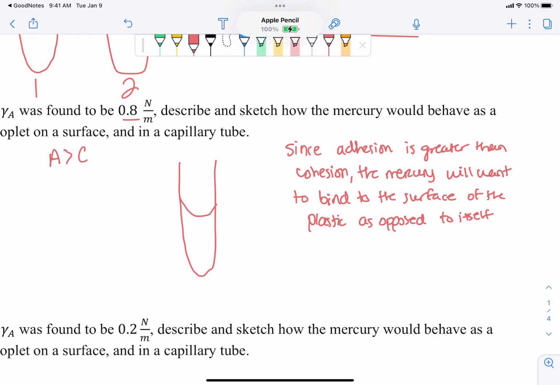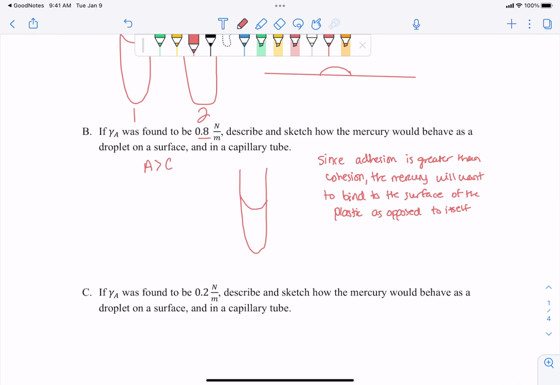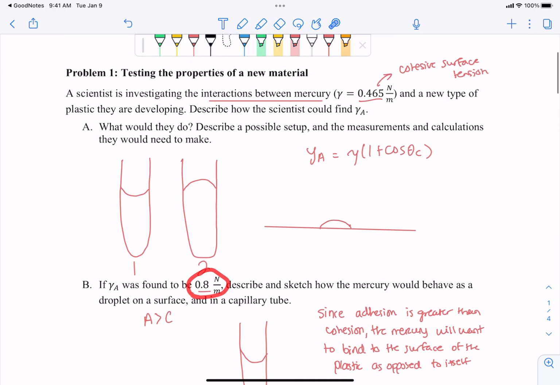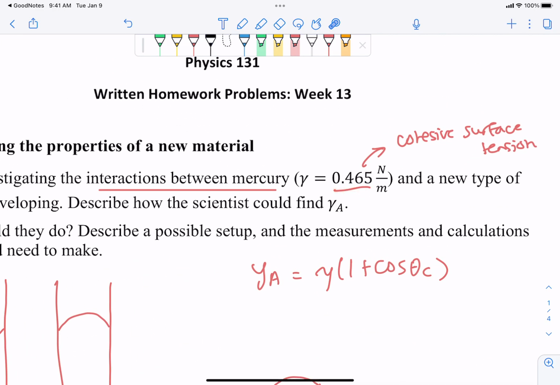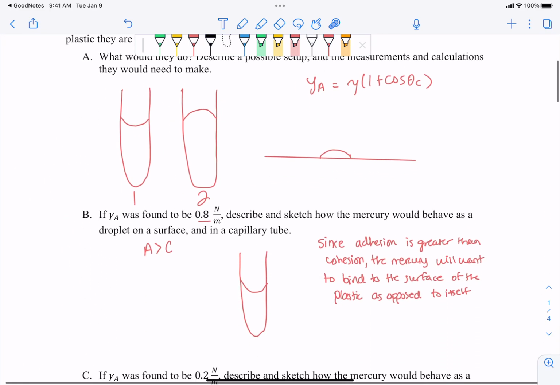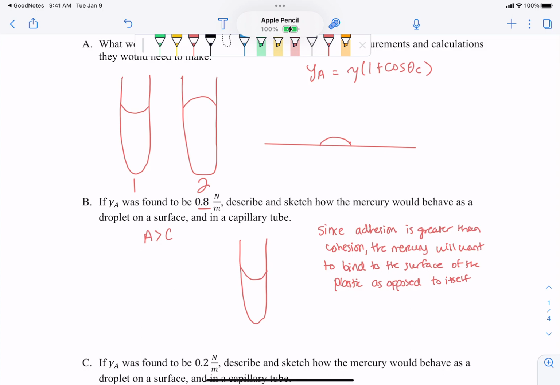And that's a very general description. So we know that the adhesive forces are greater than the cohesive forces because this adhesive surface tension here is 0.8, and the cohesive surface tension was 0.4, right? So that's why we know that the adhesive is greater than the cohesive. But yeah, so it'll tend to spread out along the edges of the capillary tube, or just attach itself or bind to the plastic as opposed to interacting with itself.